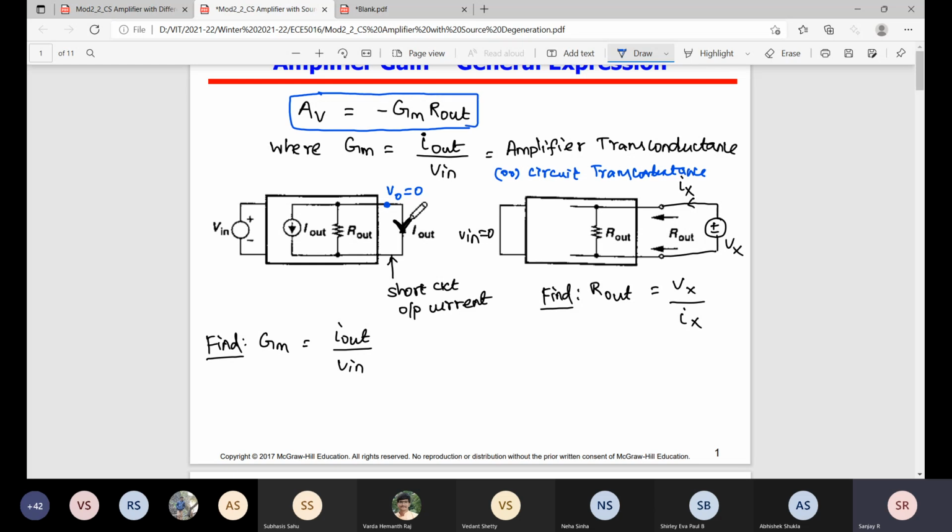Similarly, we need to find R out to find Av equal to minus gm R out. gm we can find from the short-circuit current. R out we can find by applying some AC potential Vx, finding the AC current Ix; Vx by Ix will give R out. Is it clear? Understandable? To find the output resistance, we need to make the input 0. That means we short the input, removing the input potential. For measuring gm, make Vo 0. For measuring R out, make Vin 0.